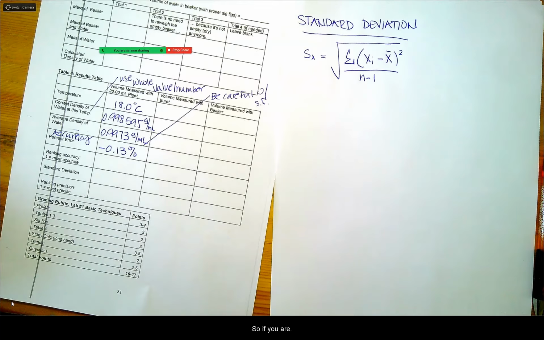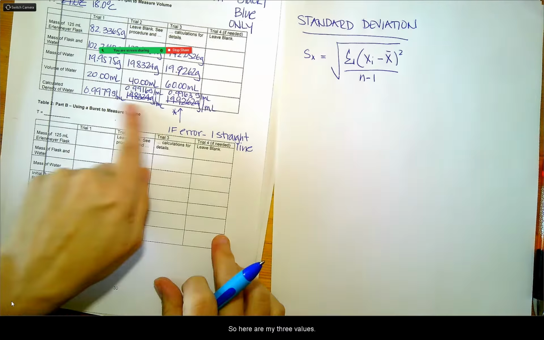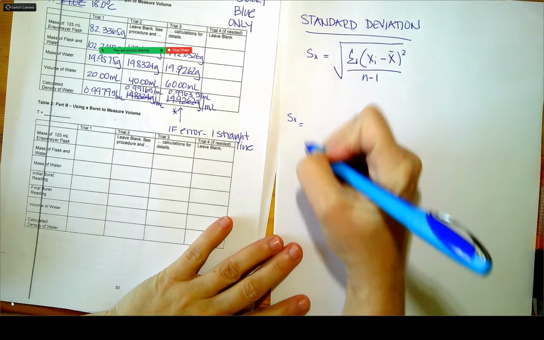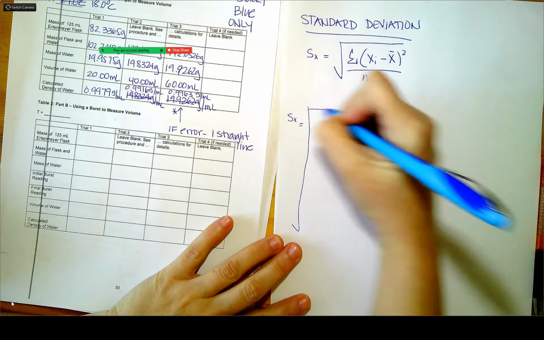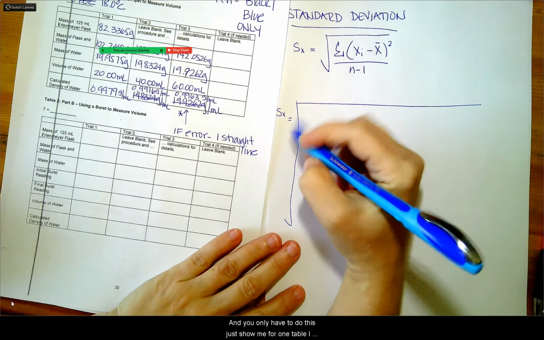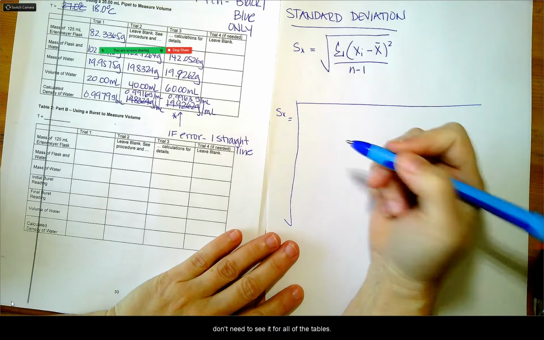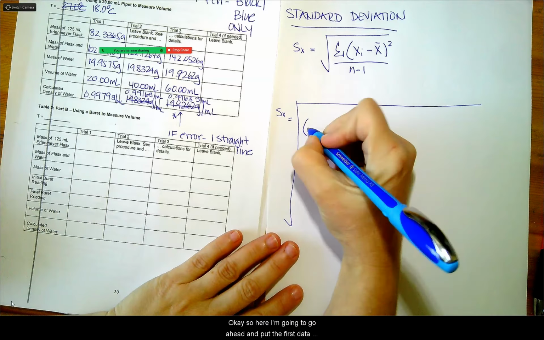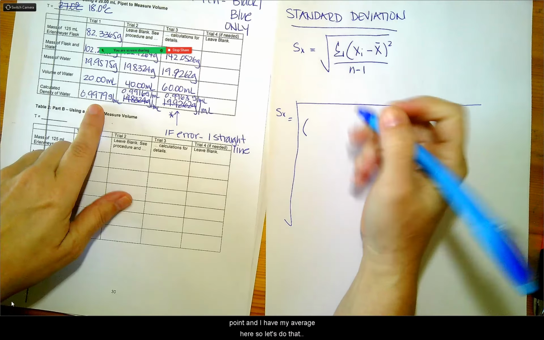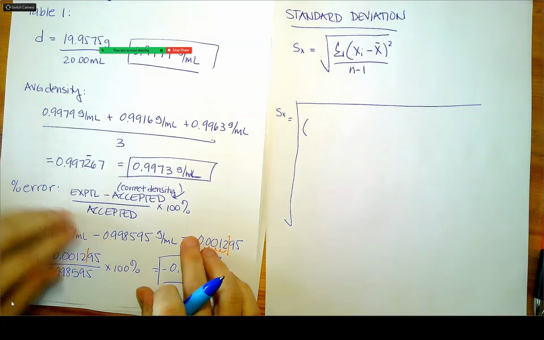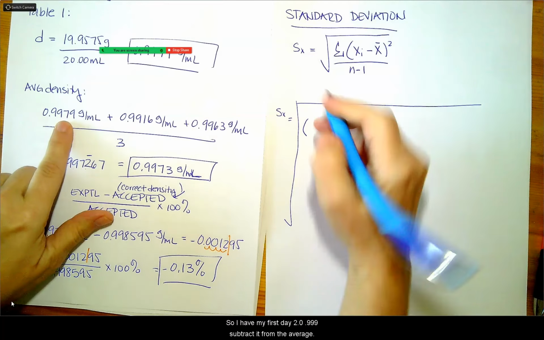Here are my 3 values, and I'm just going to write a big square root right here to show everyone. And you only have to show me this for one table. I don't need to see it for all of the tables. Here I'm going to put the first data point, and I have my average here, so that'll be a little bit easier.